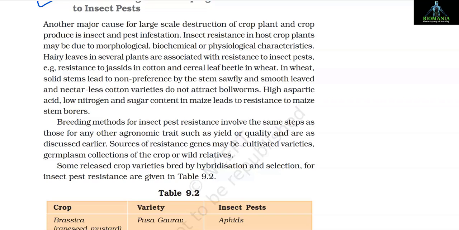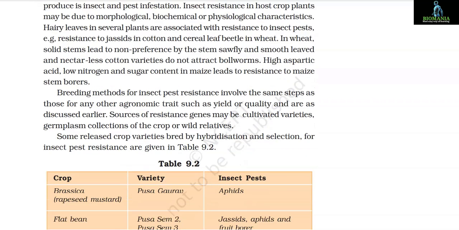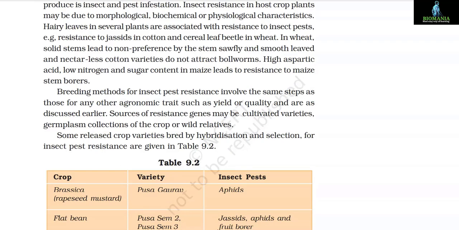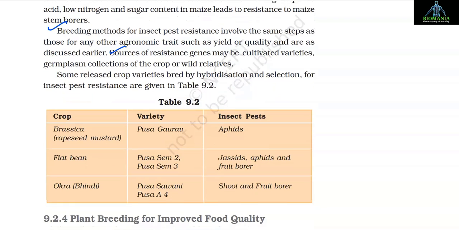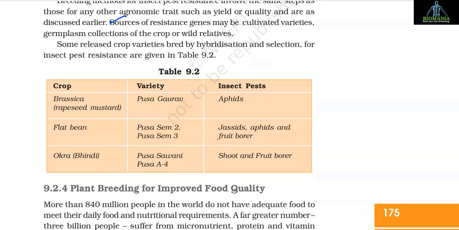In wheat, solid stems lead to non-preference by the stem sawfly. Smooth-leaved and nectar-less cotton varieties do not attract bollworms. High aspartic acid, low nitrogen, and low sugar content in maize lead to resistance to maize stem borers. Breeding methods for insect pest resistance involve the same steps as those for any other agronomic traits such as yield or quality, as discussed earlier. Sources of resistance genes may be cultivated varieties, germplasm collections of the crop, or wild relatives. Some released crop varieties bred by hybridization and selection for insect pest resistance are given in Table 9.2.